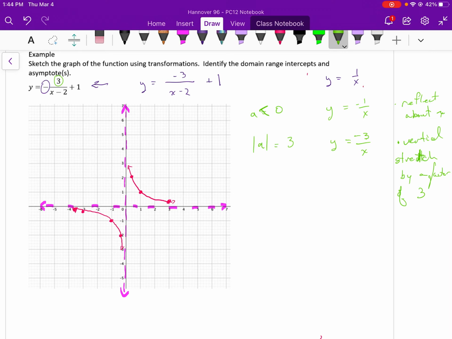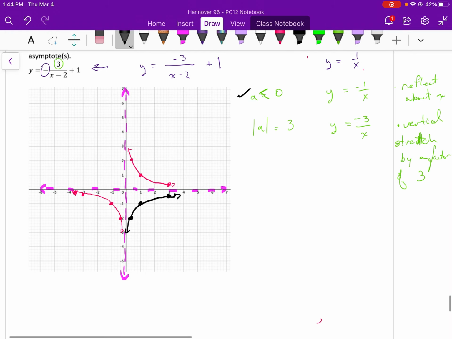First things first, I'm going to reflect this. Now you should be fairly familiar with reflecting, and all you're simply doing is the x values stay the same, but your y values are multiplied by -1. That's what it looks like. So this is my first reflection. Done. Now I'm going to stretch the function by a factor of 3.